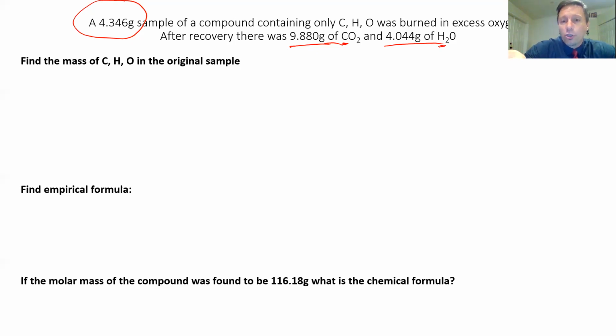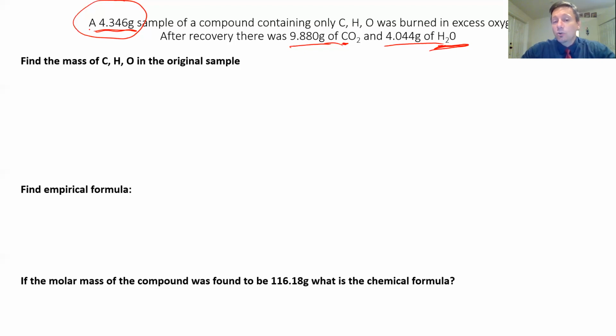So you took the molar mass of carbon dioxide, went to moles, then you multiplied that. 1 mole has 12.01 grams of carbon. You got that number. You did the same thing here with your water, and then you added them together and subtracted them from this 4.36 grams, and that gave you your oxygen. Once you had this mass, you converted them to moles, divided by the smallest mole. That gave you your empirical formula.